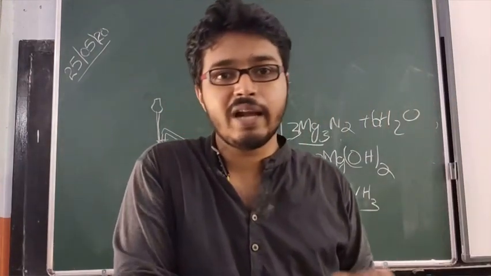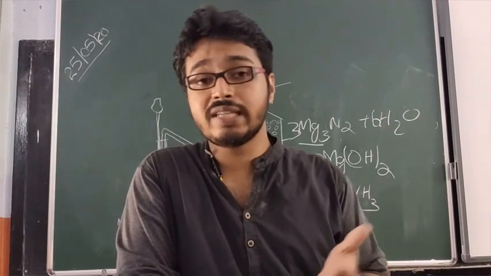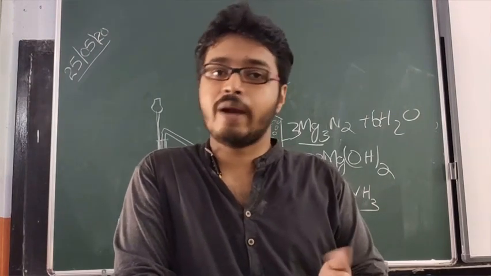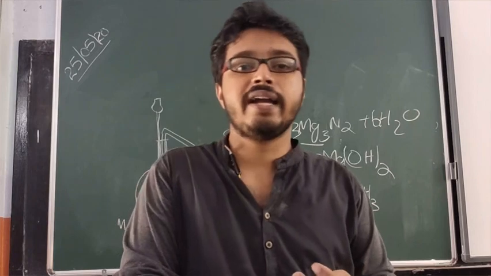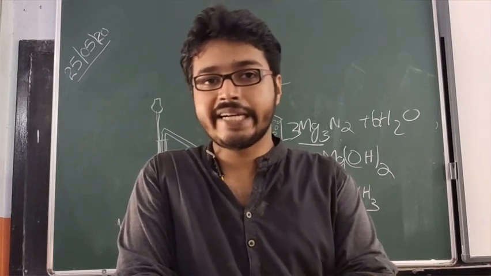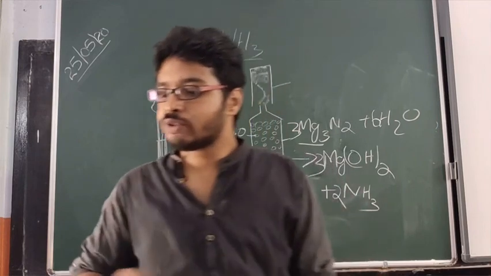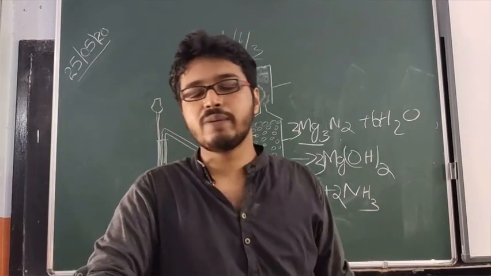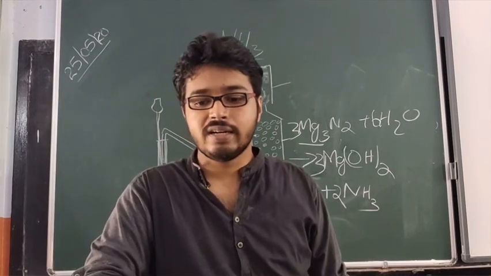We have discussed two laboratory preparations of ammonia. One uses sal ammoniac, or ammonium chloride, and calcium hydroxide. The next one uses metal nitride and water. So this is all about the laboratory preparation of ammonia.